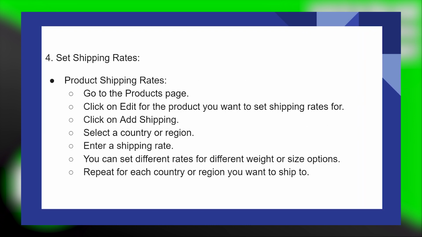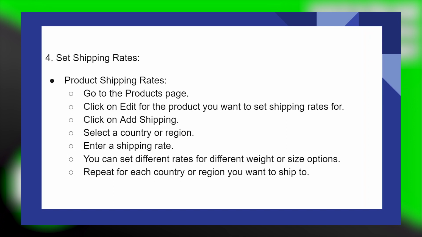After that, set shipping rates. For product shipping rates, go to the Products page. Then, click on the Edit for the product you want to set shipping rates for. Next, click on Add Shipping.